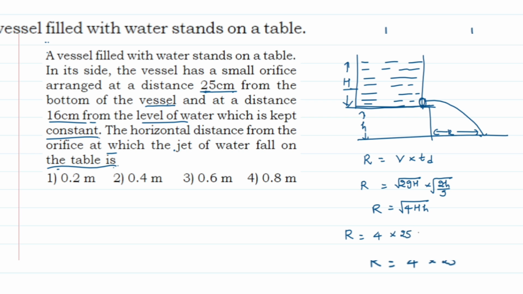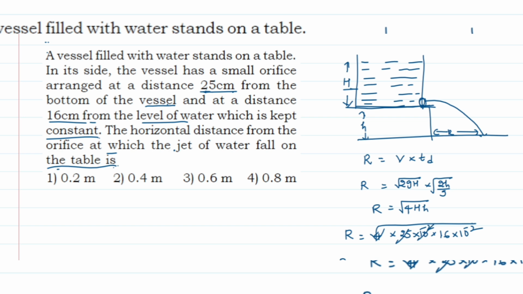25 centimeter means 10 power minus 2. The small h value will be getting as 16 centimeter. So 16 into 10 power minus 2 you can take. Now you have to calculate these values. Then R value will be getting as 4 into 25 is 100.